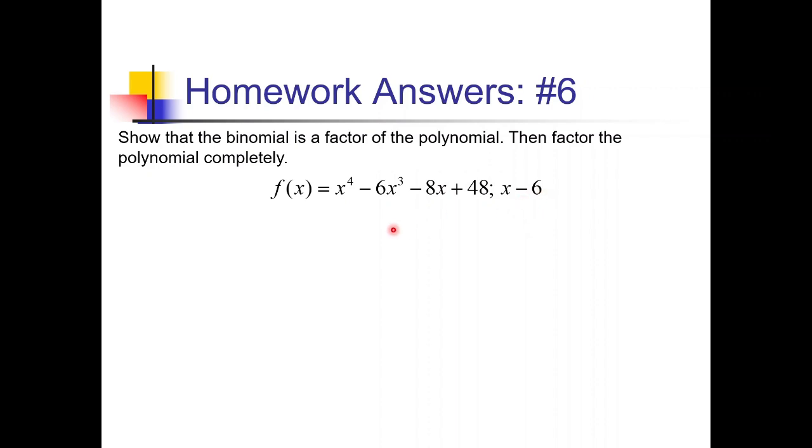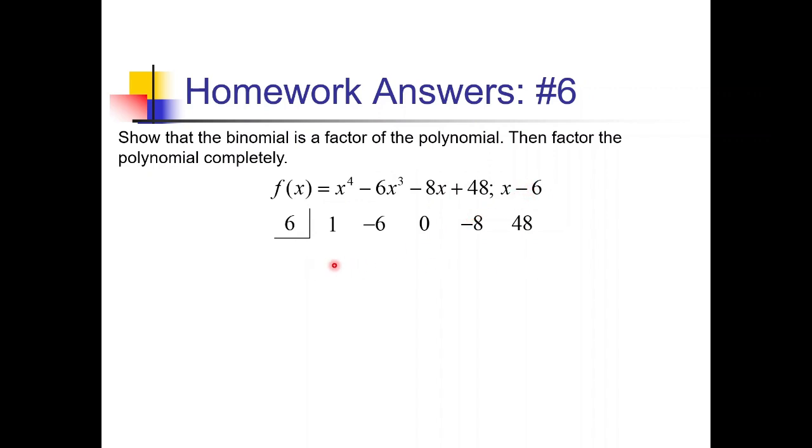So, using synthetic division, we've got a 1 for the x to the 4th, that's our first coefficient. Then we have a -6 for the x cubed. Now we are missing an x squared, so we need a 0 placeholder for that, followed by a -8 and a 48. For my k value that I'm plugging in over here, since we have x minus 6 as a factor, that means positive 6 is going to be my k value, because 6 minus 6 zeroes that out.